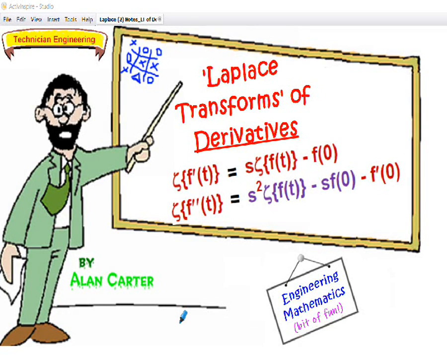Hello and welcome to this short presentation of Laplace transforms of derivatives. In this presentation we're going to look at the Laplace transform of the first derivative of a function of t and the Laplace expression associated with that, and look at the Laplace transform of the second derivative of a function of t and then the Laplace transform associated with that.